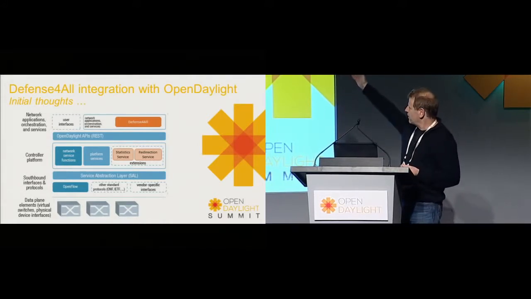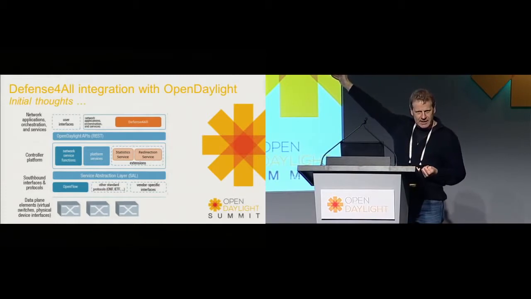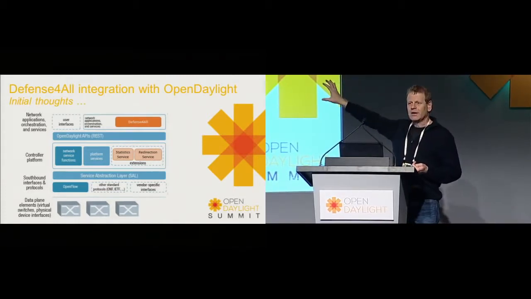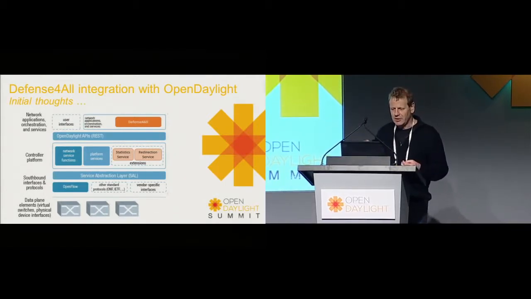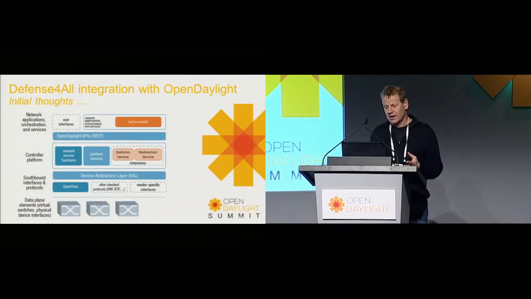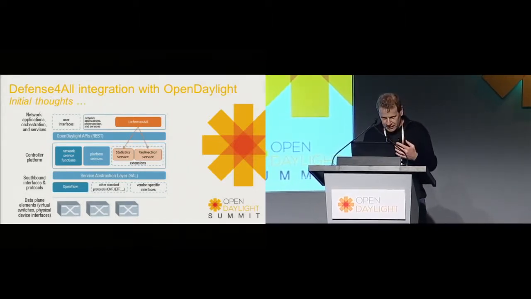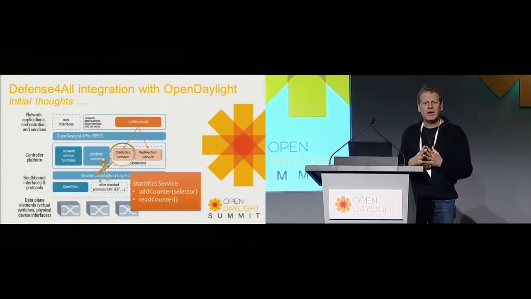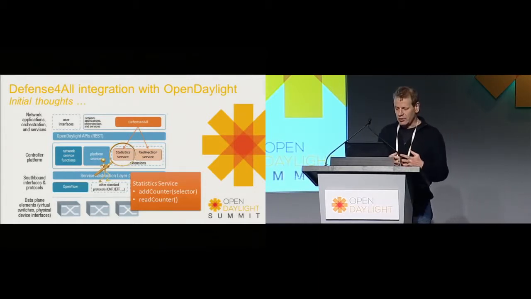So we have, as you see, an application that is sitting on top of the REST API. And to support this application, we needed two different types of services in the controller. We needed what we call the statistics service, and we needed a redirection service. What are these services doing? Basically, the statistics service enables us at a very high level to define counters. So I want to say, count this particular type of traffic.